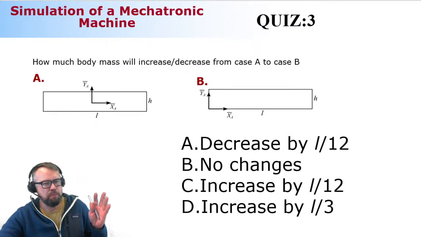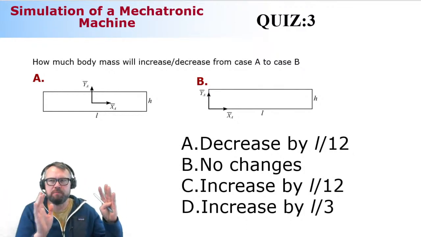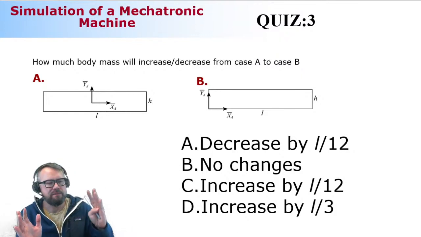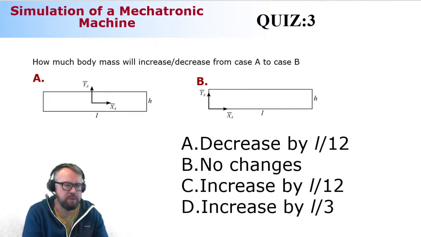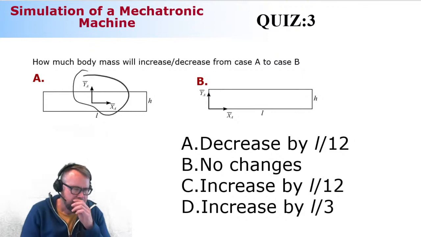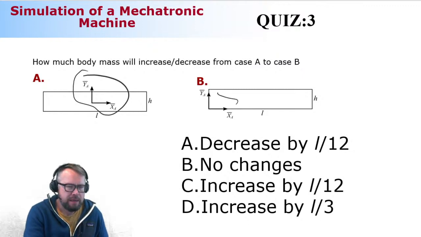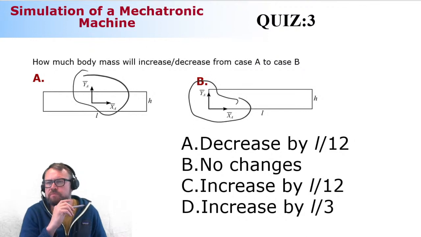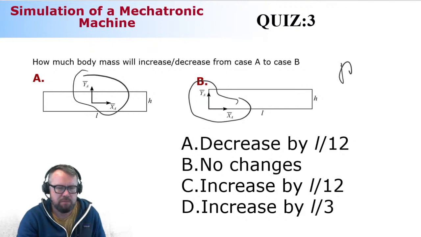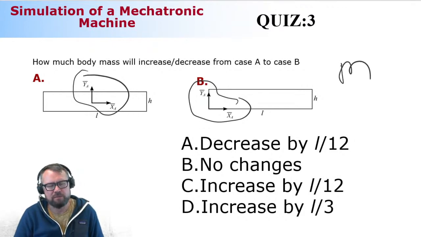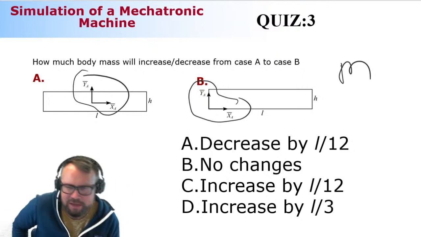And now my next in-class quiz is this. How much will the body mass increase? Okay, hear what I'm saying. Body mass. How much does the body mass increase or decrease from case A to case B? What is the difference between these two cases? In the first case, the body reference coordinate system is located in the center of the box-like body. And in the second case, it's going to be in a corner of that box-like body. And I'm asking how much mass is changing because of this change.